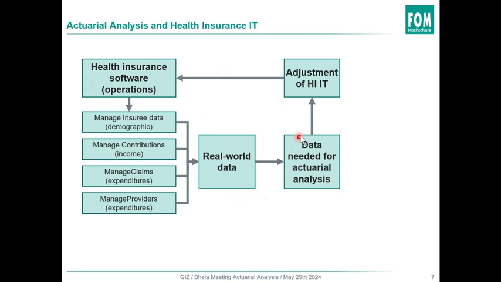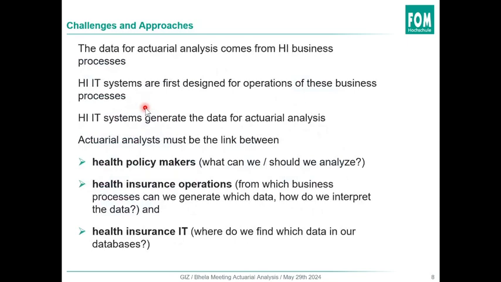And this is actually a cycle. This is not one step, but there will always be new questions. So defining what is needed is a continuous process. This will still not be the priority, because the priority is the business processes. Now, I'm actually already at my last slide. The two here I already mentioned. So the data comes from the health insurance processes, but the IT system is designed for the operation of the health insurance and not for the actuarial analysis. But still, this is where the data comes from, the data which we want to use for the actuarial analysis.